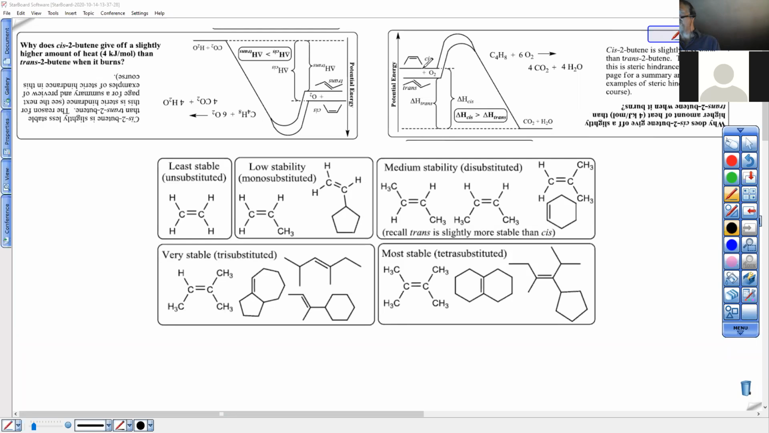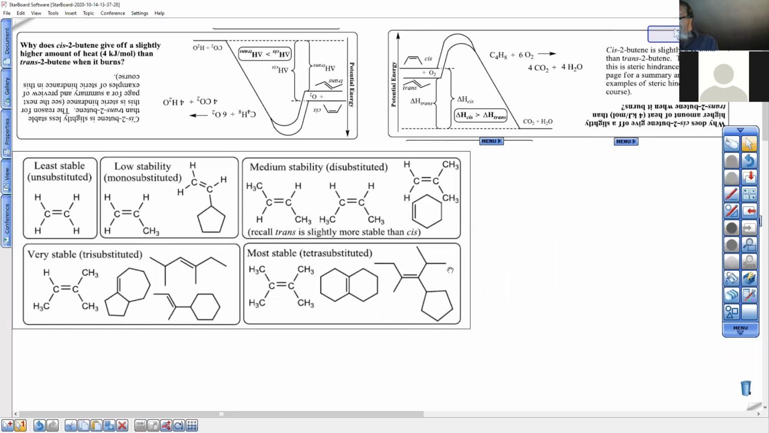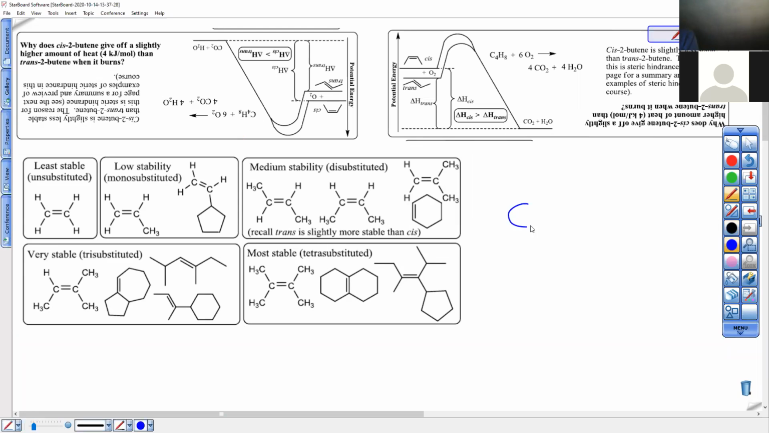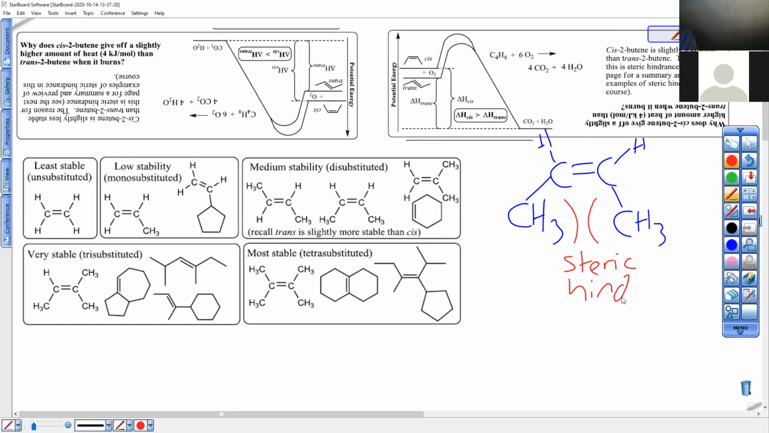And the answer is very simple. It's less stable than the trans. And why is it less stable than the trans? Let's move this out of the way. We've got a C with 3 H's. Don't we have a word that says these are close together, so they're bumping into each other almost? Yes, it's called steric hindrance.